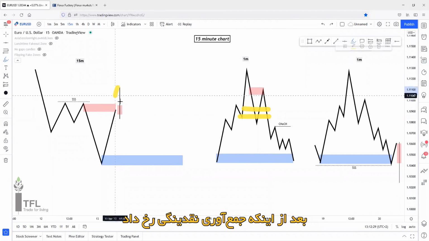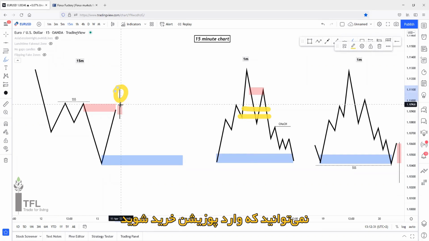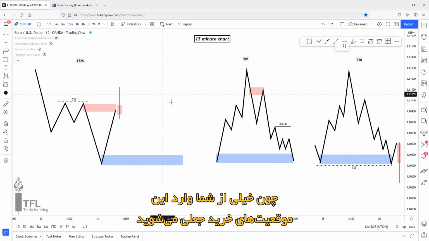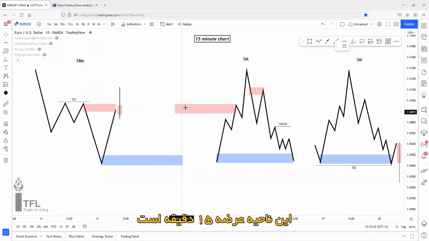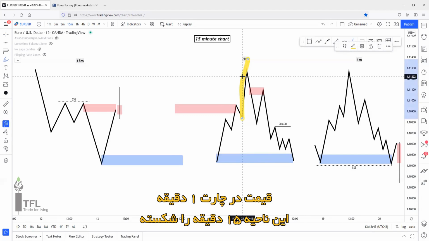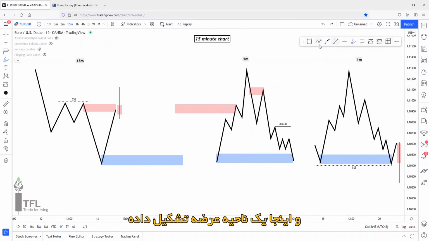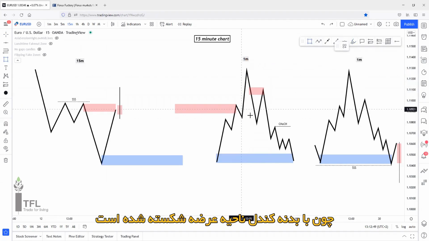So after this liquidity sweeping movement happens, you won't be able to enter in a long position, because I saw that lots of you guys are trying to take long opportunities like this. So this is the 15-minute supply zone. Price breaks above this supply zone on the 1 minute chart and creates a demand zone right here because it body broke above that supply zone.